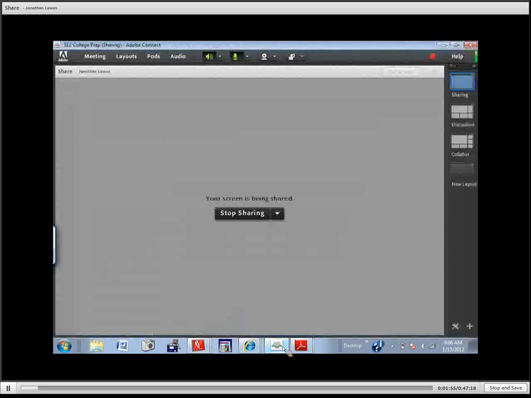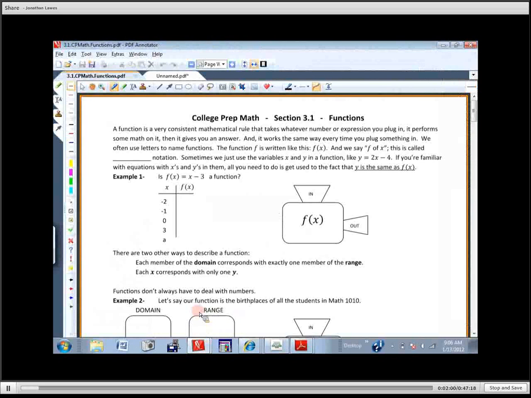All right. Let's take a look at this guy right here. So this section is about functions, and you dealt with functions in Math 1010. A function is a very consistent mathematical rule, and what it does is it takes whatever you plug in, does some math on it, and spits out an answer. And it does the same thing every single time. So if it's Friday and we take some function and plug in a 7 and get out a 2, if we come back on Monday and use the same function and plug in a 7, we better get a 2 out. We better not get something different than that. They're really, really consistent.